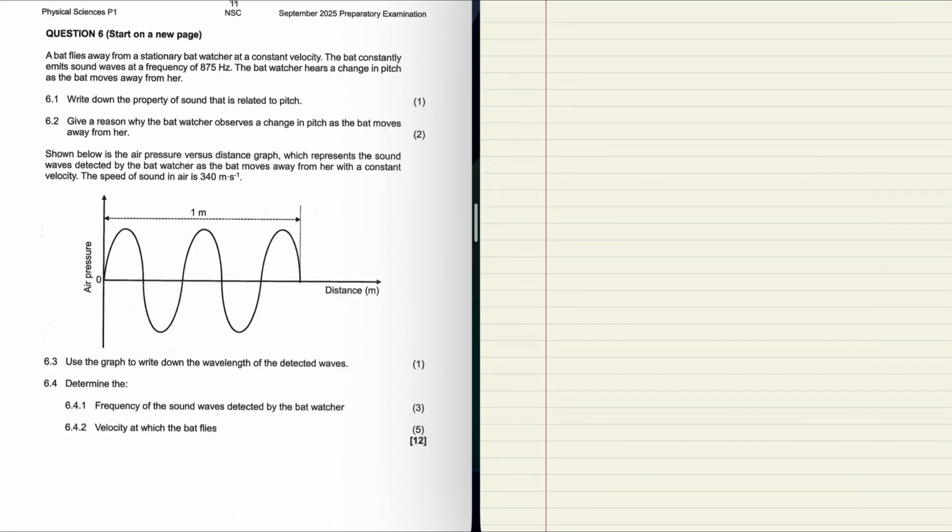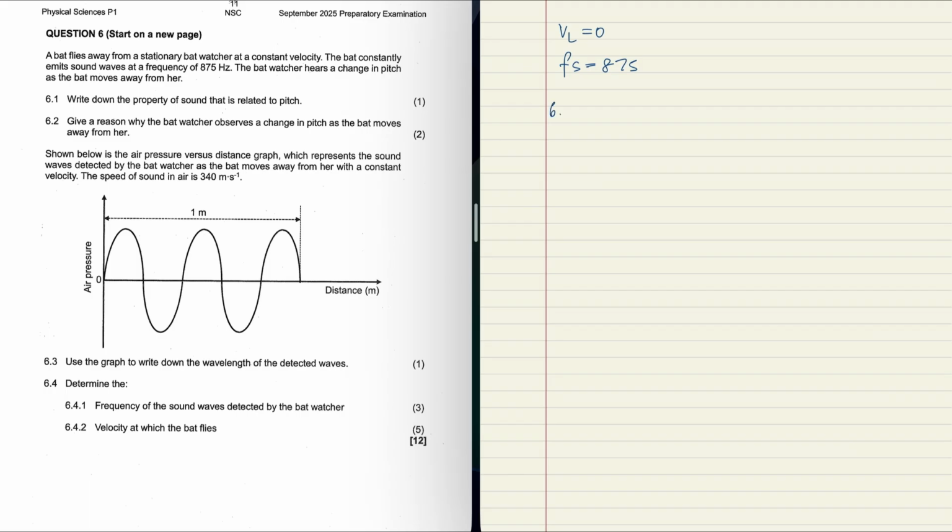Question number 6. A bat flies away from a stationary bat watcher at a constant velocity. The bat constantly emits sound waves at a frequency of 875 Hertz. So I'm just going to make some notes. The watcher is stationary, so VL is 0, the frequency of the source, so Fs, is 875. The bat watcher hears a change in pitch as the bat moves away from her.